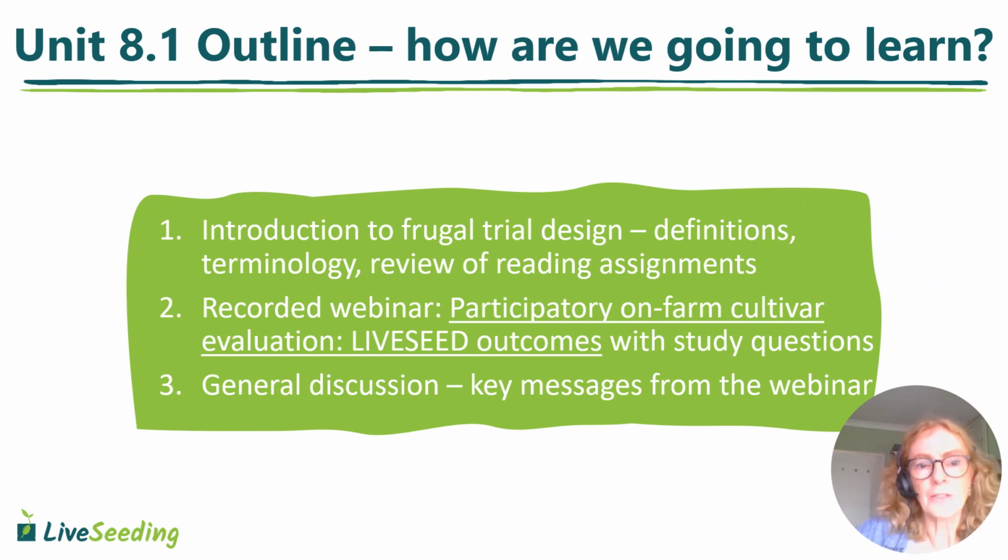Here we are now in Unit 8.1. This is just the outline of what we're going to cover in this particular unit, talking about frugal trial design, definitions, terminologies, looking at what was covered in those reading assignments a bit. Then a lot of this unit, we're going to be listening to a webinar that was recorded at the beginning of Live Seeding about participatory on-farm cultivar evaluation and the Live Seed project, and what was learned from that. Then if you're joining this in real time, you'd go on to this general discussion part.